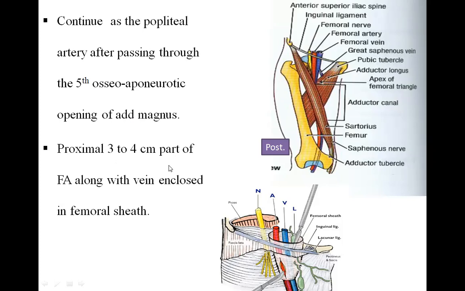Proximal 3 to 4 centimeter part of the femoral artery along with the vein is enclosed in the femoral sheath. So here you can see the femoral sheath. So the proximal 3 to 4 centimeter part of the femoral artery along with the vein is enclosed in the femoral sheath like the axillary artery.